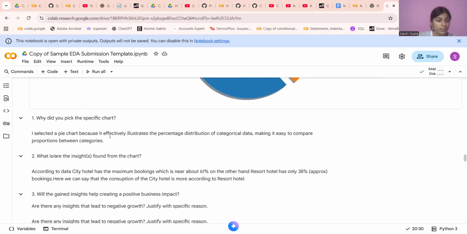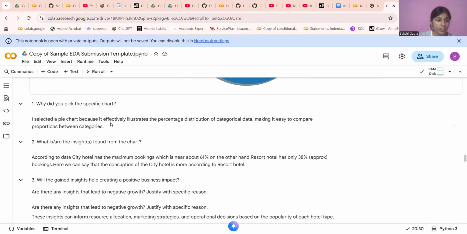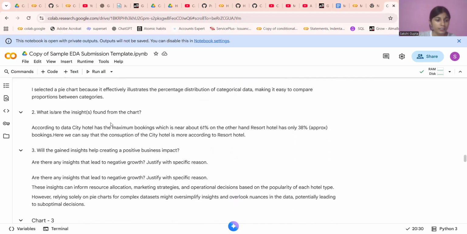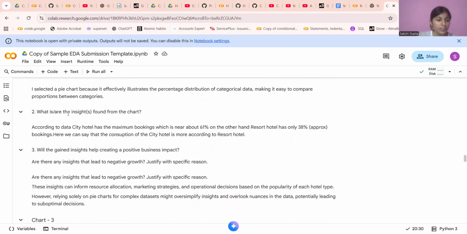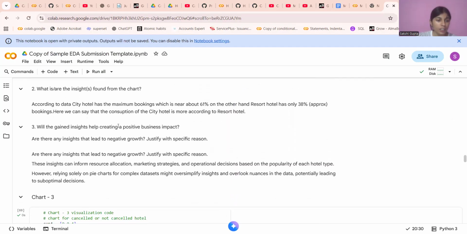Now, the question is, why did you pick this specific chart? I select the pie chart because it efficiently shows the percentage distribution of categorized data, making it easy to compare proportions between categories. Second question is, what is the insight found from the chart?